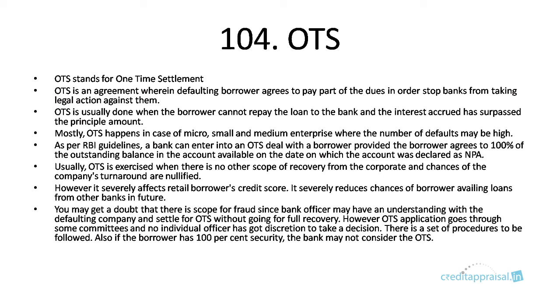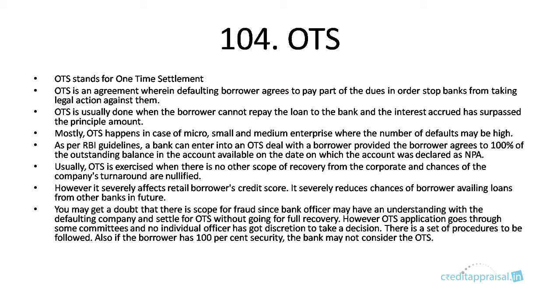Mostly OTS happens in very small accounts, MSME accounts, where the number of defaults is high. And as per RBI, there are guidelines on OTS. If there were no guidelines on OTS, there might be some fraud, where the higher management of the bank, whoever has powers, can get into a deal with the company, and even though the company can pay 100% of the loan, they might settle for less than 100%. So there are RBI guidelines.